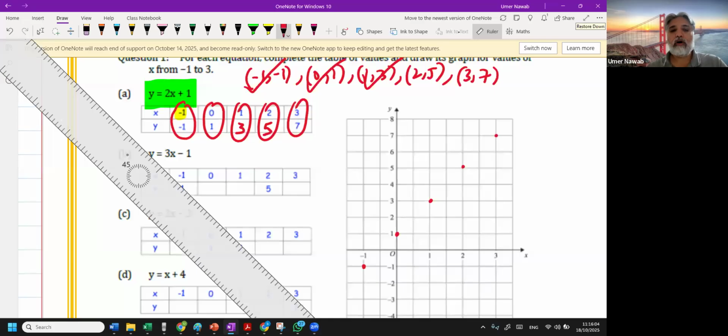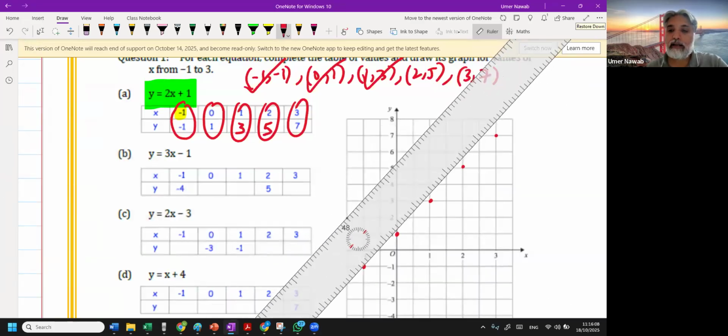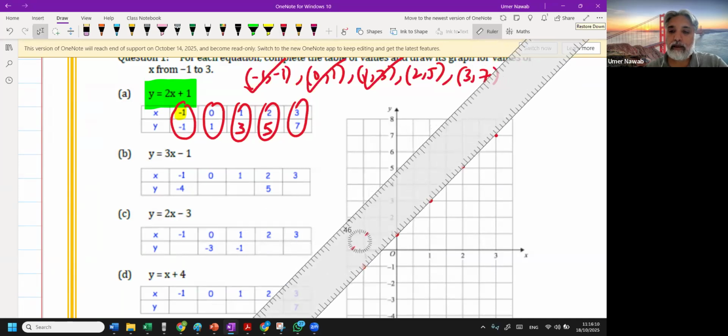Now, I have all the points. They must lie on the same straight line. I'm ready to draw my line, which is passing through all these 5 points. So I'm done.